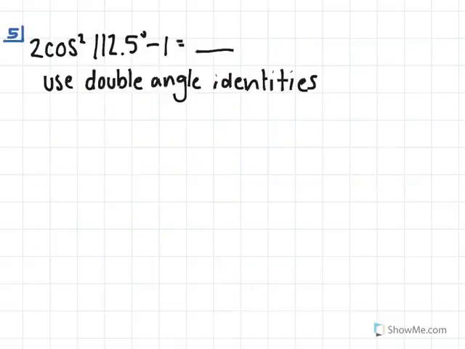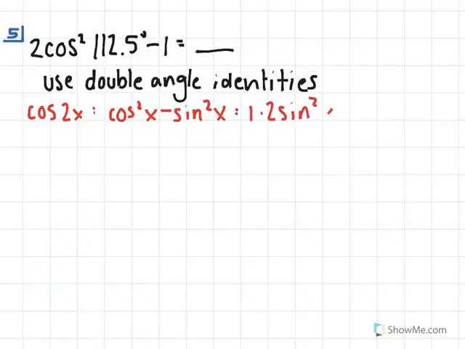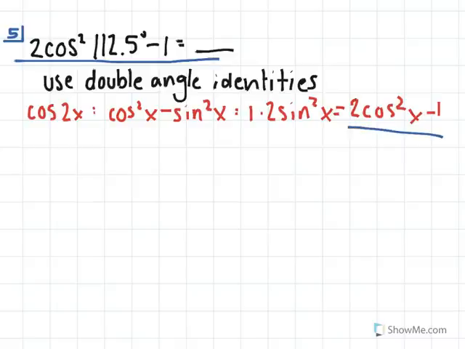In this problem, we're asked to solve 2 cosine squared of 125 degrees minus 1 using double angle identities. So let's just consider real quick our double angle identities for cosine. We know that cosine of 2x equals cosine squared x minus sine squared x. It also equals 1 minus 2 sine squared x, and it's equal to 2 cosine squared x minus 1. So what we're given up here matches the form of this last part of the identity that we listed out. So cosine of 2x is equal to what we're given up here.